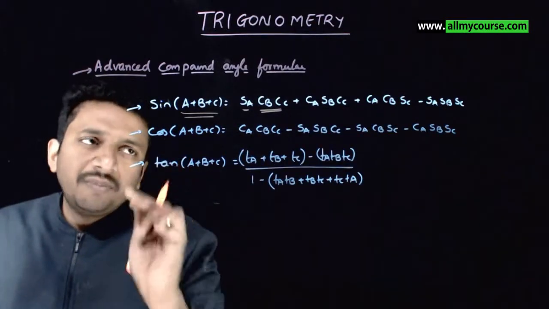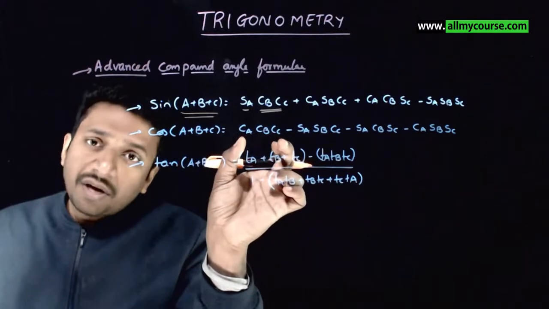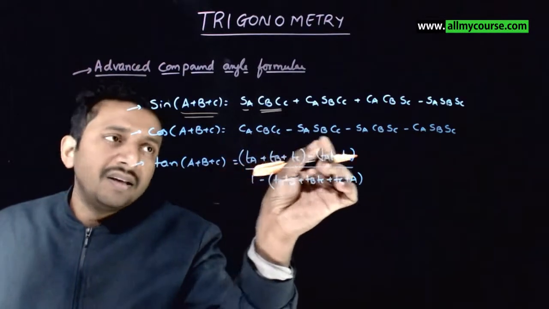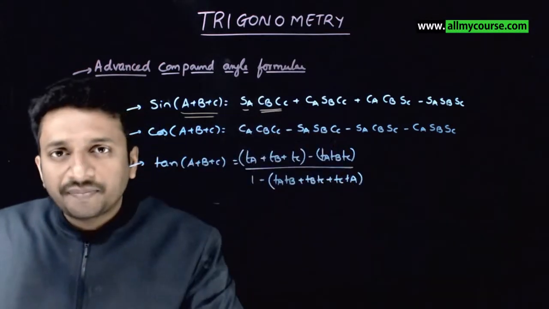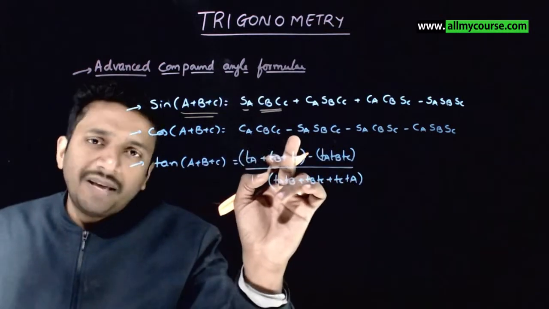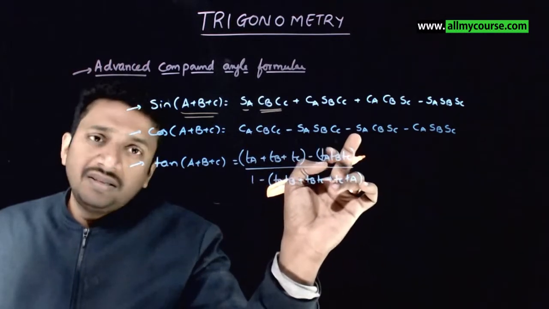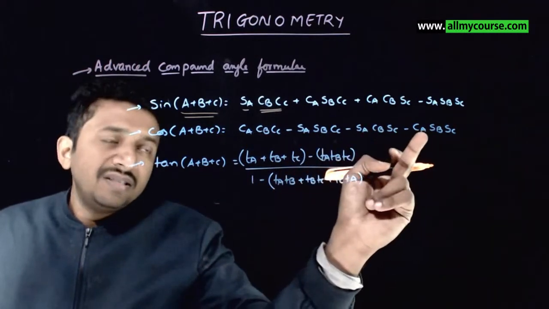Similarly, cos of A plus B plus C starts with cos A cos B cos C minus all the terms containing a single cos and two sines. Cos A cos B cos C minus sin A sin B cos C, sin A sin C cos B, sin B sin C cos A.